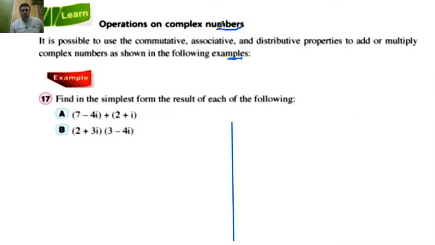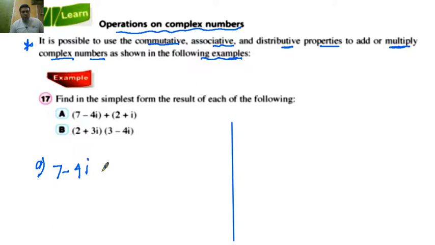Operations on complex numbers. It is possible to use the commutative, associative, and distributive properties to add or multiply complex numbers as shown in the following examples. Let's see this example. Find the simplest form, the result of each of the following. Number A: 7 minus 4i plus 2 plus i. We add in this question 7 minus 4i plus 2 plus i.